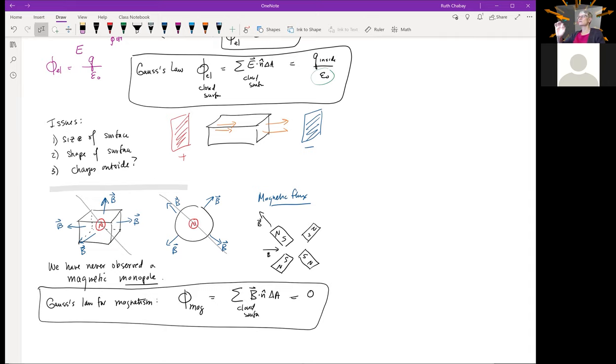asserted at the beginning of the semester, but never really proved. For example, that there's no excess charge in the surface of a conductor at equilibrium, that the conductor has to be neutral on the inside and any excess charge has to be on the outside. And also to think about some interesting cases like holes in conductors and charges in holes and things like that. So that's our agenda for next time. We'll also introduce another law that relates patterns of field in space to currents. That'll be called Ampere's law.